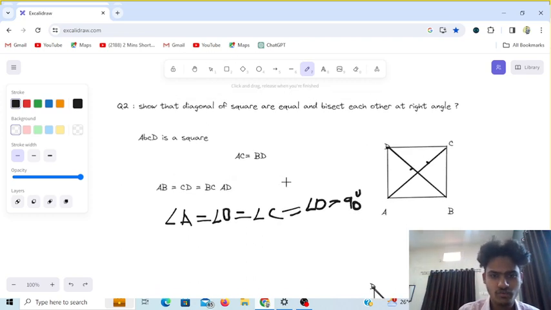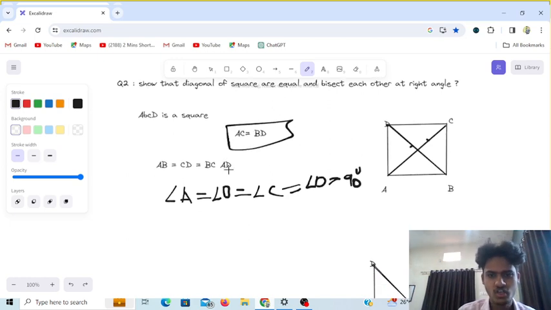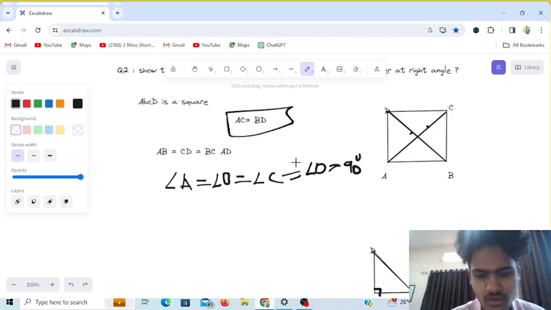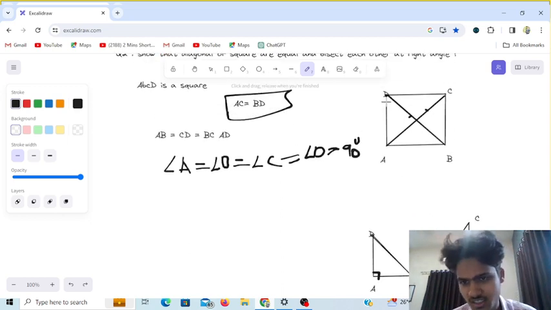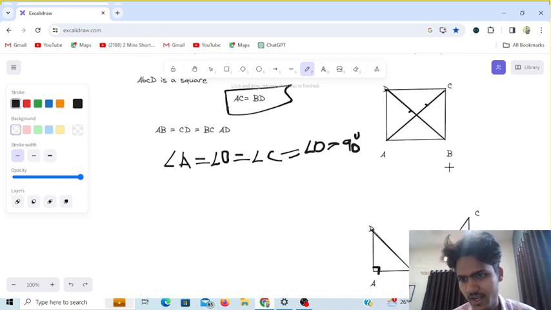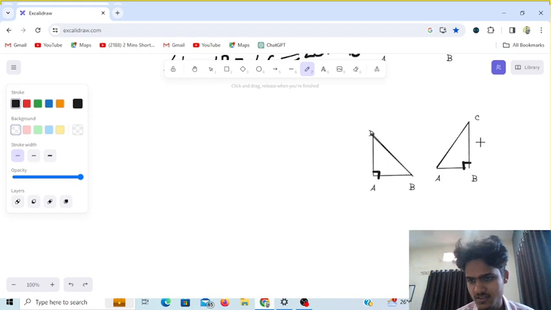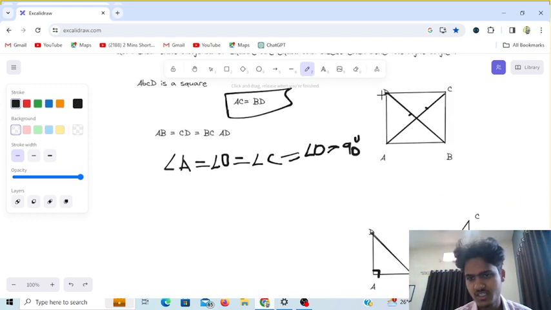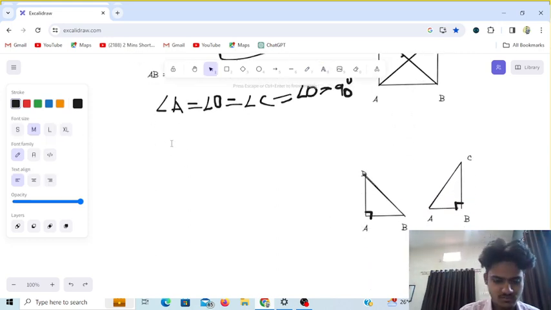What we have to prove is that the diagonals of a square are equal. So then we will prove that. For proving that, we are considering the triangles DAB and CBA in the square. Okay, then we write.